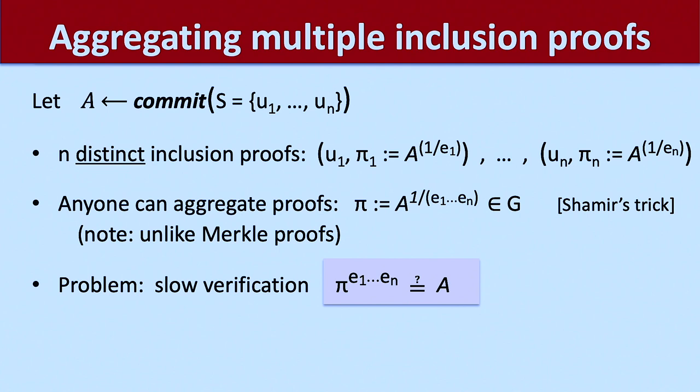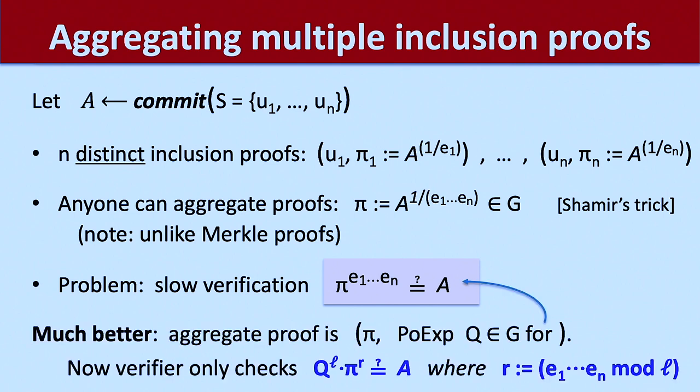The problem with this is now the poor verifier, you realize he has to do this massive exponentiation to verify that the inclusion proof is correct. If this is like 1,000 or 10,000 elements that you're doing inclusion proofs of, now all of a sudden the verifier is stuck doing this massive exponentiation. So you probably see where I'm going, right? What are we going to do? Instead of making the verifier do this massive exponentiation, the aggregator, the person that aggregated all these proofs together, is just going to give a short proof of exponentiation.